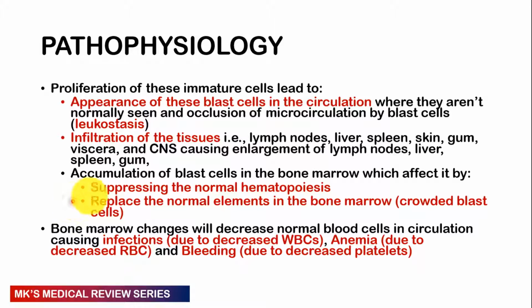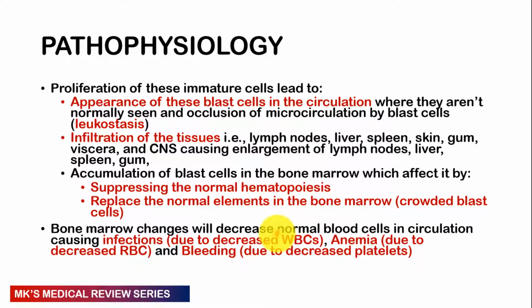Then, of course, in the bone marrow, you have accumulation of these blast cells. So they crowd out the bone marrow, and they lead to suppression of the normal hematopoiesis process, because the bone marrow will be caught up in making these abnormal blast cells, and of course it will reduce its ability to make the normal cells. And then the normal bone marrow elements are also going to be replaced, so there are crowded blast cells found in the bone marrow.